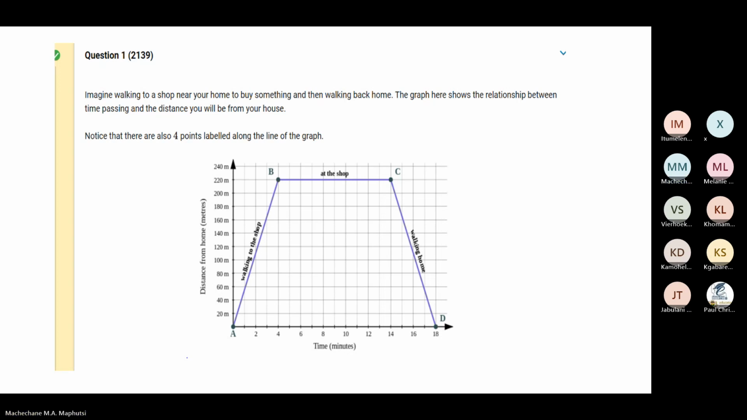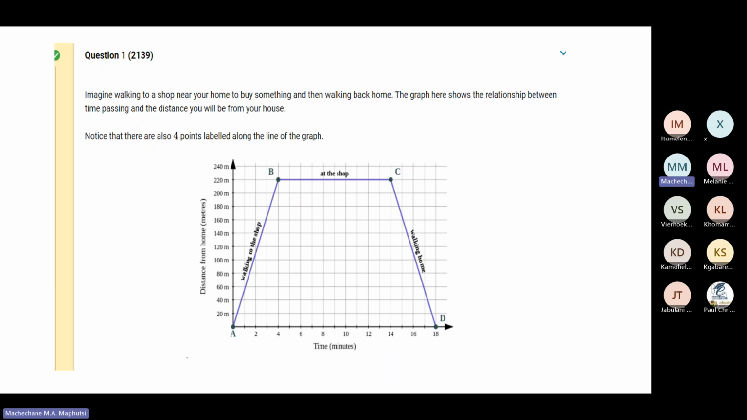And as you can see in the graph, from left to right, the graph shows what? An increase, meaning that the gradient there is increasing. But when you look at B and C, while the learner is in the shop, it represents a horizontal line. So what does that horizontal line mean? It means now the learner is in the shop, maybe buying something. But when you look at C to D, now the learner is walking back home.